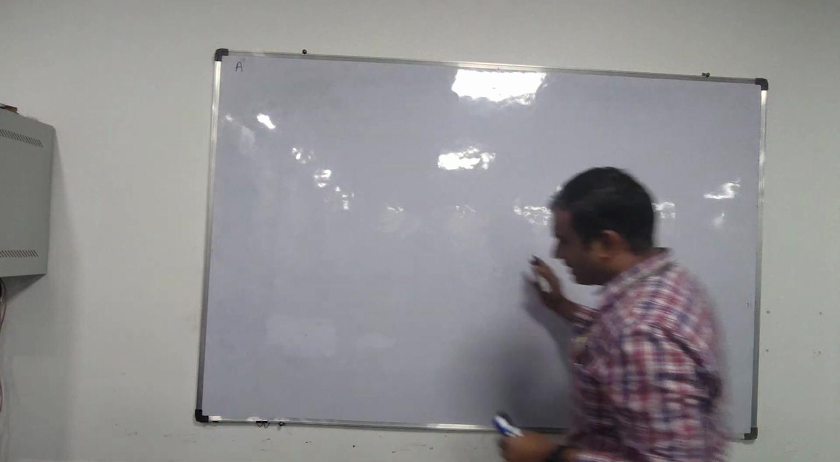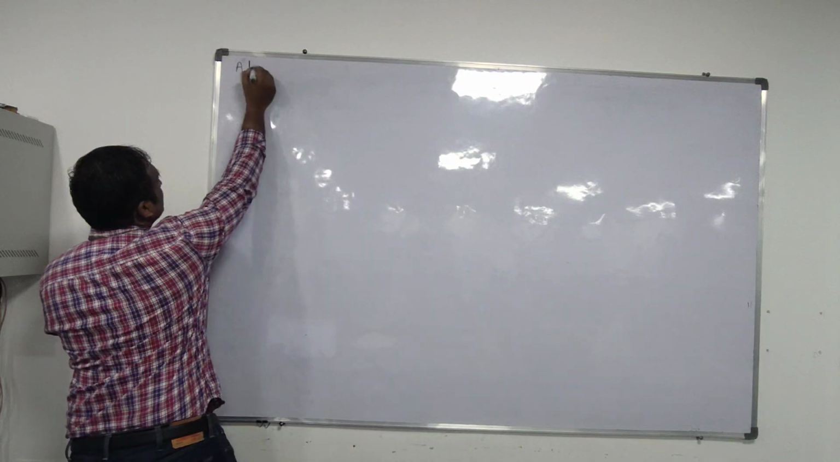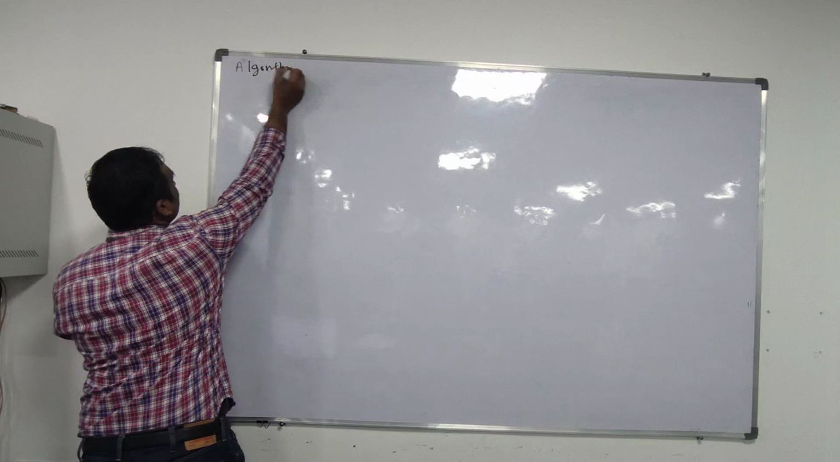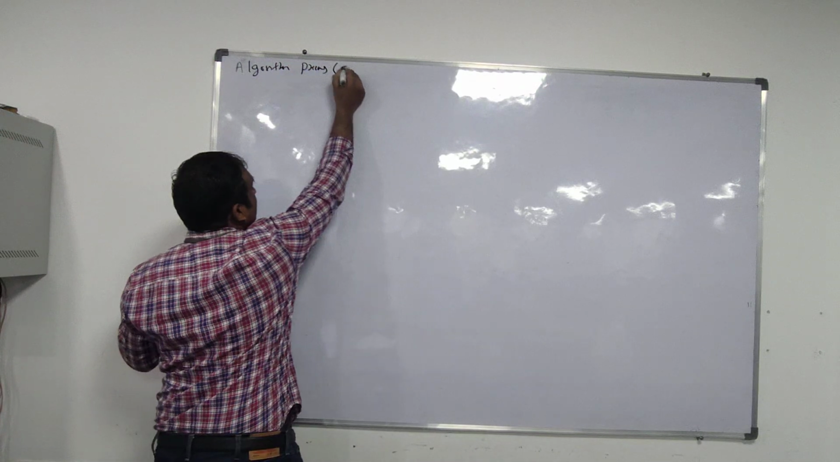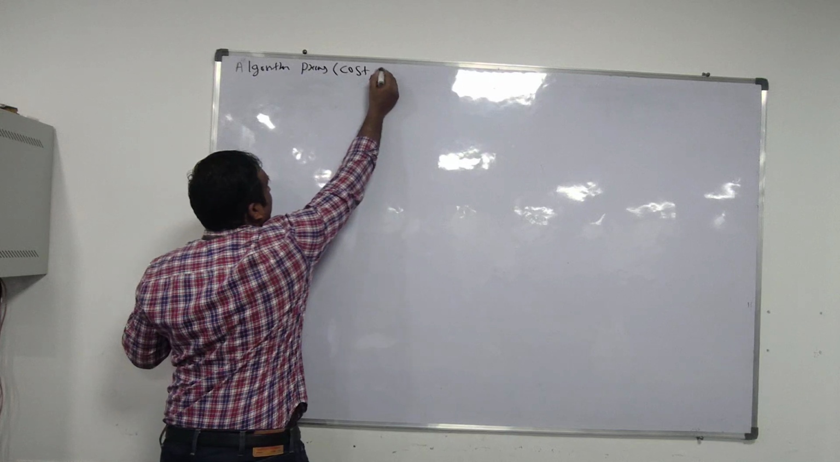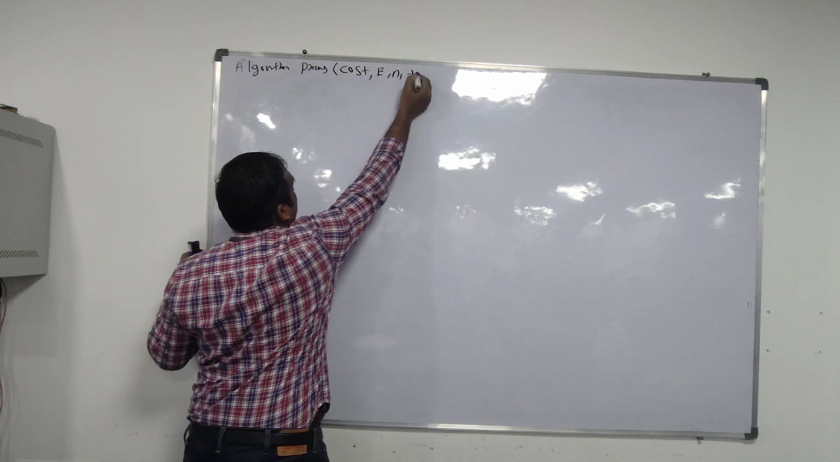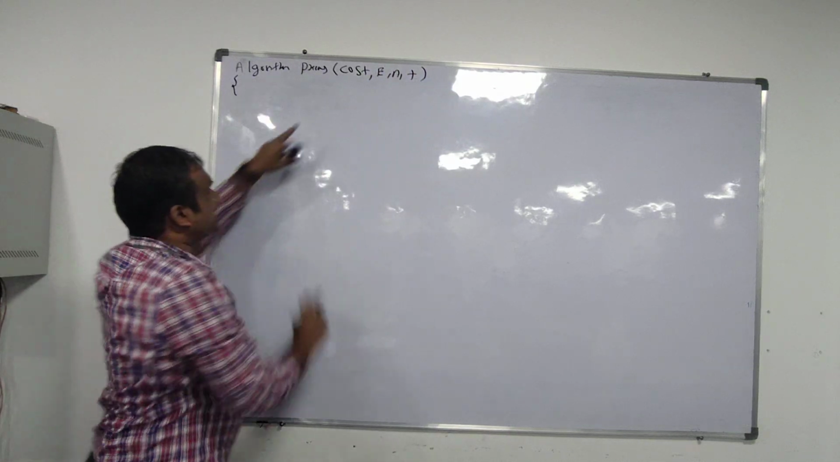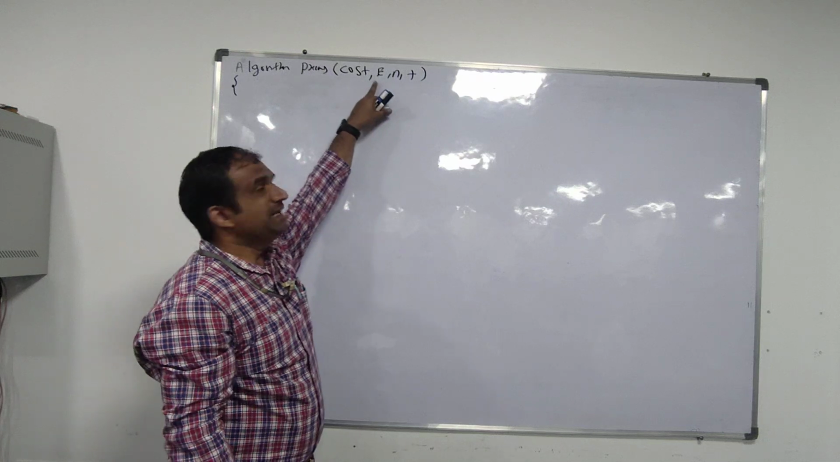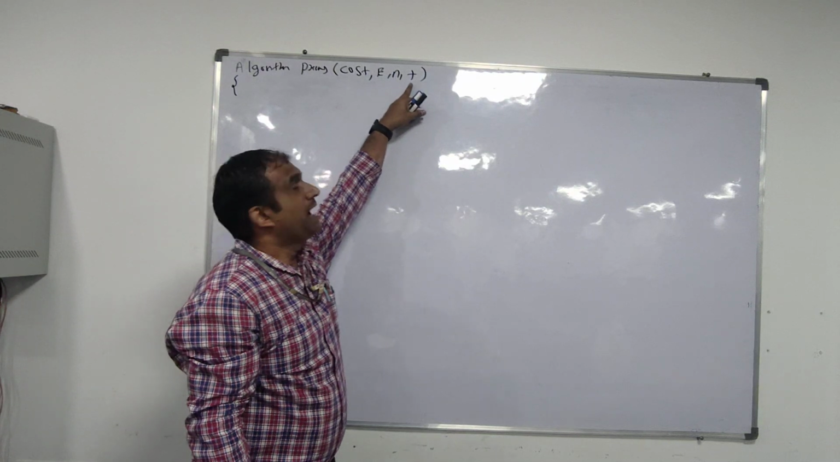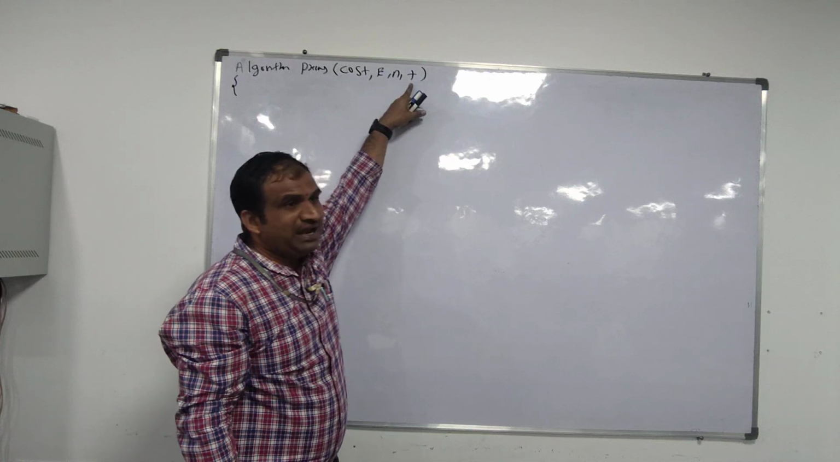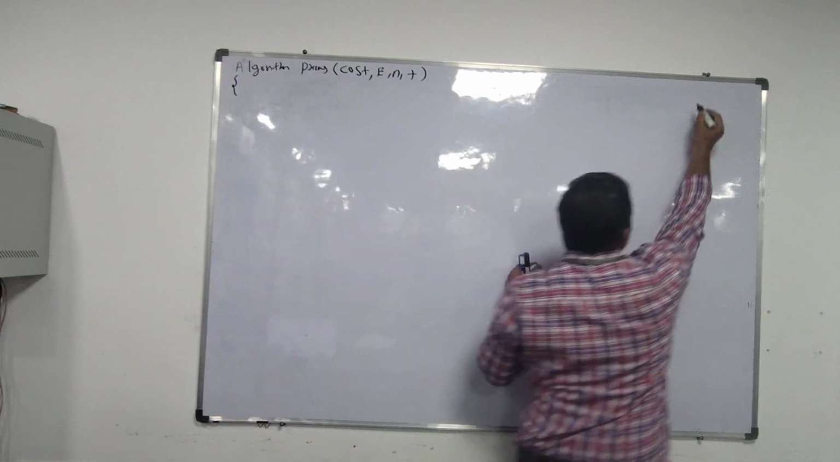Prim's algorithm. So under Prim's algorithm, what will you do? What are the four parameters we are taking? Cost parameter, E, number of edges, N, and T. Cost is the adjacency matrix, E is the number of edges, N is the number of vertices, and T is the tree information which you will add.